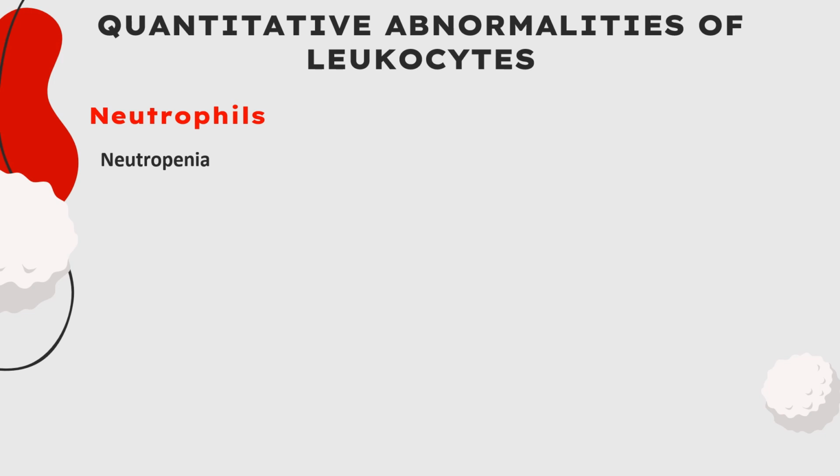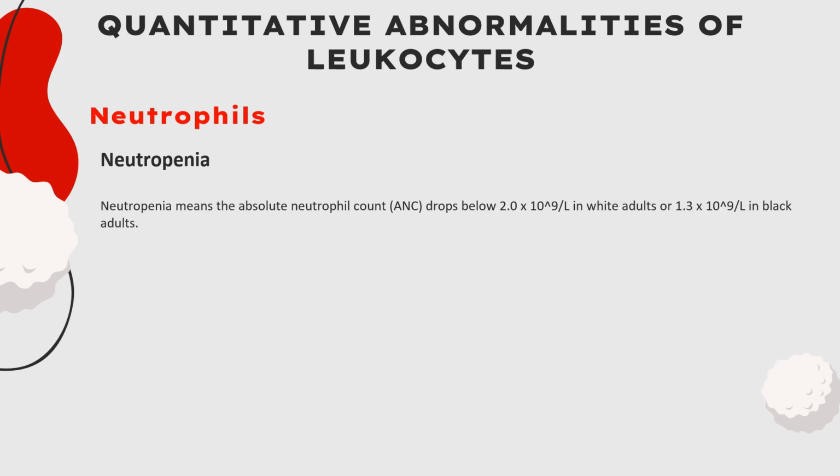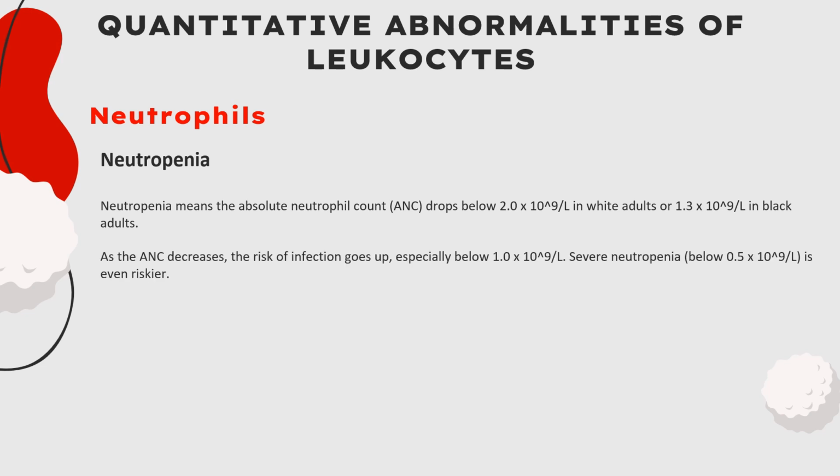Neutropenia is when the absolute neutrophil count drops below 2.0 times 10 to the power of 9 divided by L in white adults or 1.3 times 10 to the power of 9 divided by L in black adults. As counts decrease, infection risk rises, especially below 1.0 times 10 to the power of 9 divided by L. Severe neutropenia, below 0.5 times 10 to the power of 9 divided by L, is even riskier. Agranulocytosis is when neutrophils plummet below 0.5 times 10 to the power of 9 divided by L.